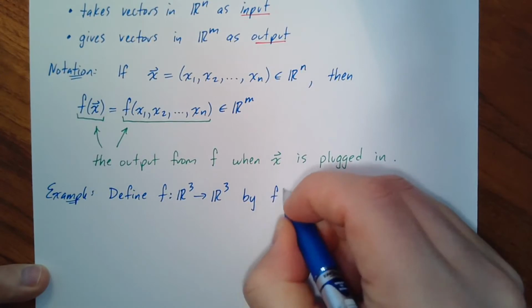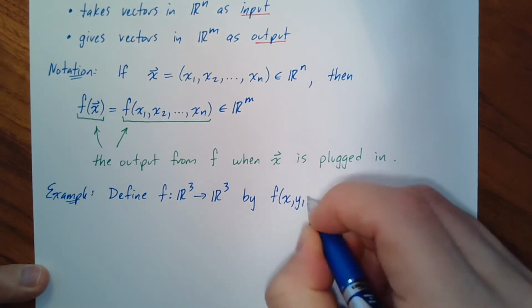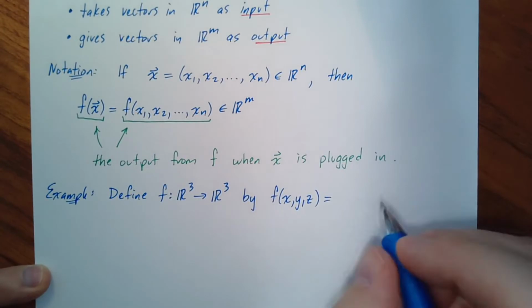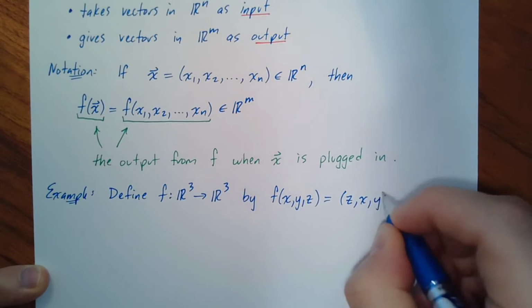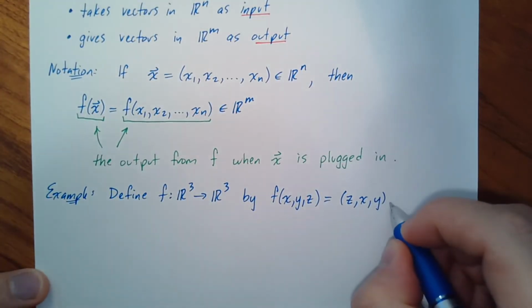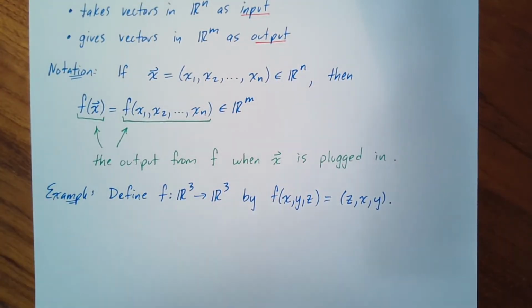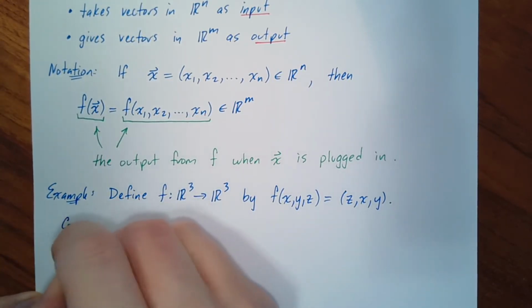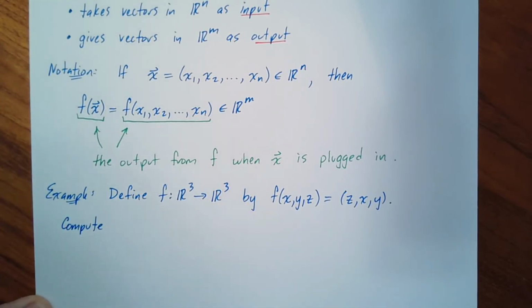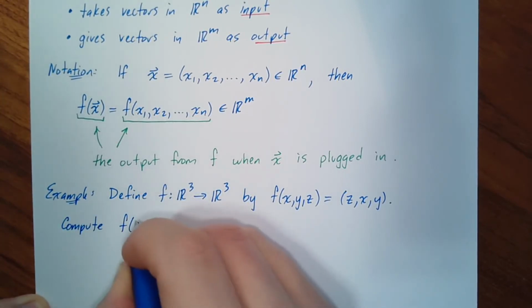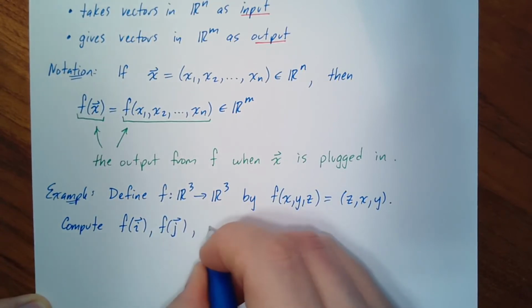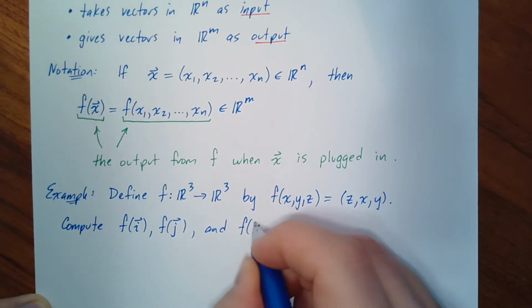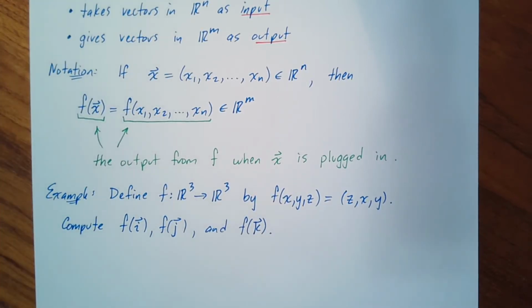So I'll say by f of x, y, z is equal to z, x, y. Okay, so that is a complete definition of a vector function. What the example is going to ask us to do is to compute a few of the output vectors for given input vectors. So compute f of i, f of j, and f of k. All right, so let's start with that.